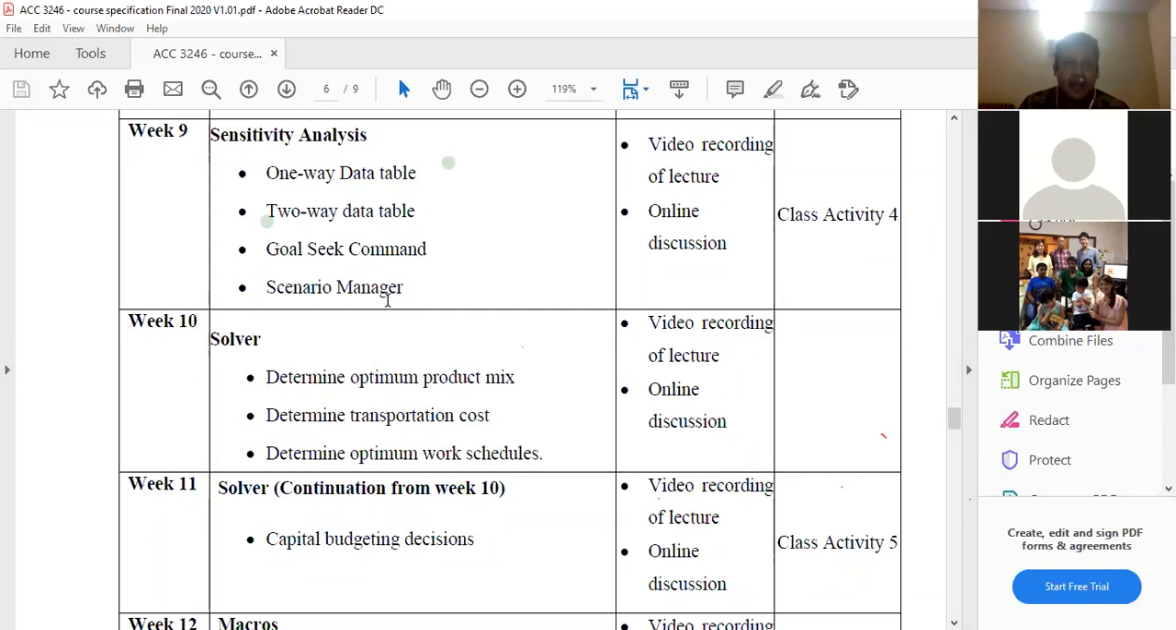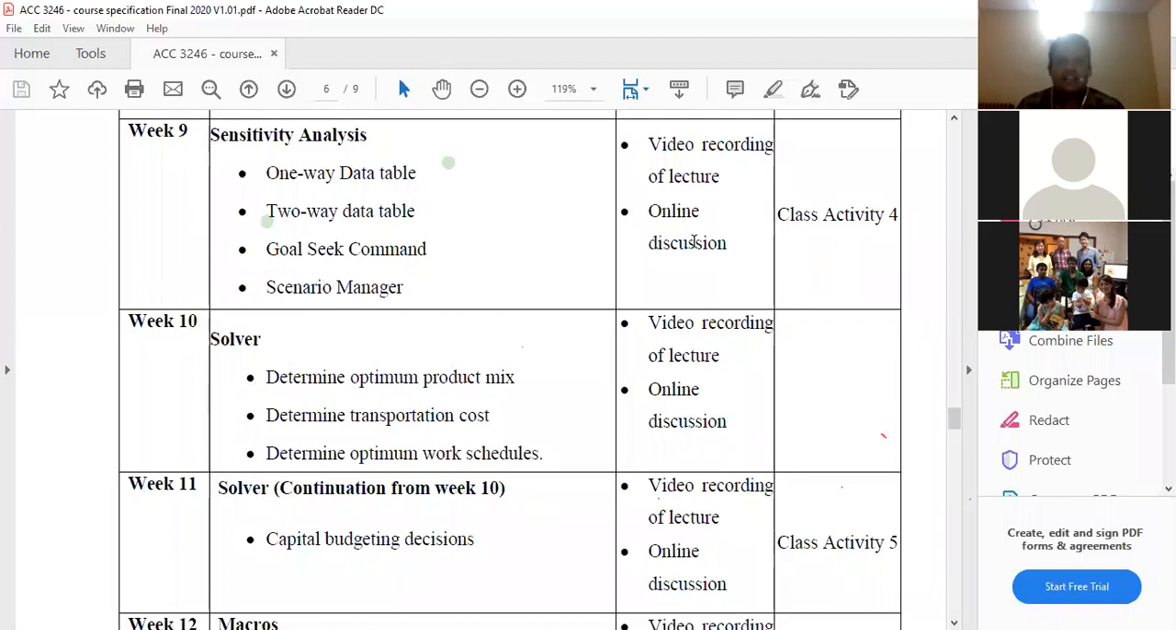And also the scenario manager. With the scenario manager, you can simultaneously change up to 32 variables at once in a model and see what impact it has on the output, maybe on the profit. This may not even be thinkable in a manual way. So that is about the week 9 discussion.